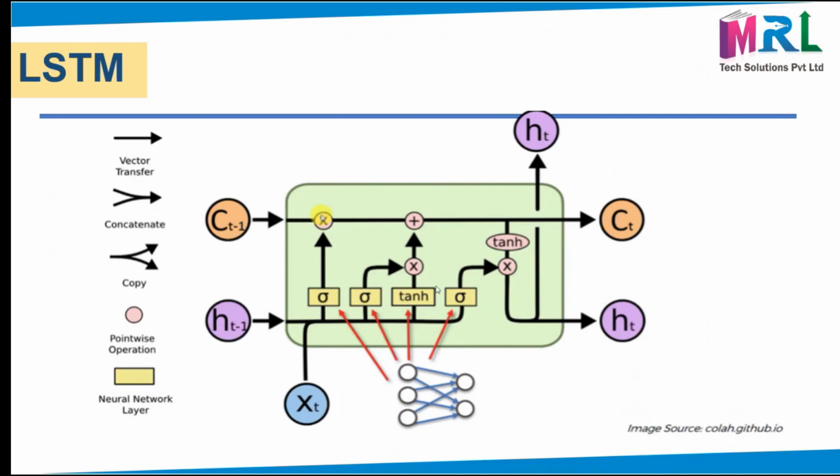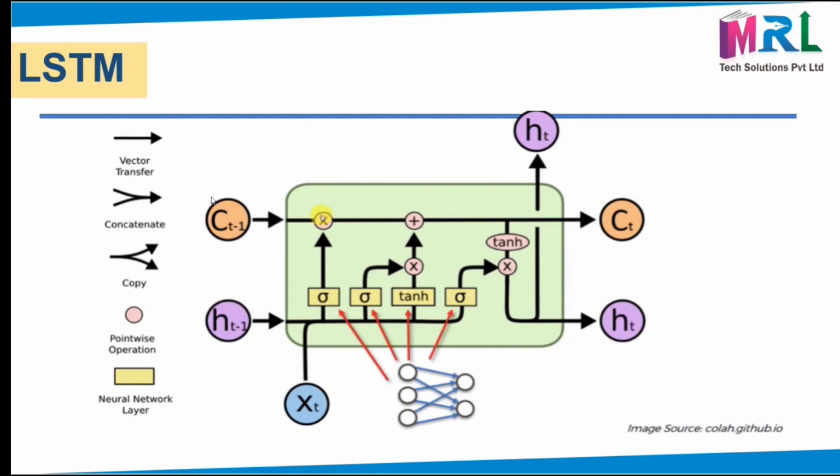So what we can understand is, each block here has 3 inputs. One is xt, another one is ht minus 1, another one is ct minus 1, and we have 2 outputs. Those 2 outputs are ct and ht. So this goes to another block, and this goes to the output.